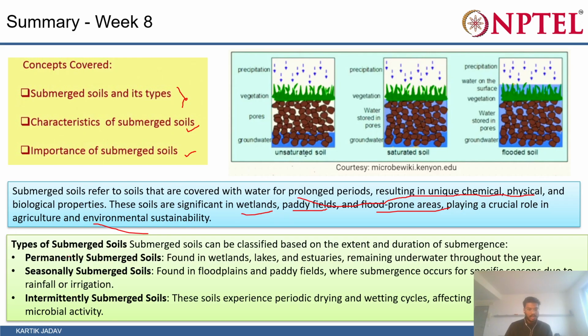There are three types of submerged soils: permanent submerged soil, seasonally submerged soil, and intermittently submerged soils. Permanently submerged soils are found in wetlands, lakes, and estuaries, and remain underwater throughout the year. Seasonal ones are found in floodplains and paddy fields, where submergence occurs in a specific season due to rainfall or excess irrigation. And intermittently submerged soil experiences periodic drying and wetting cycles, affecting the nutrient dynamics and microbial activity.